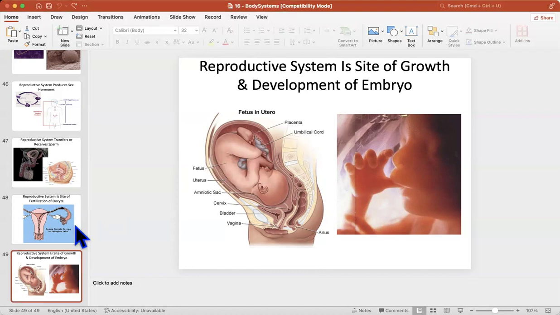So here we just simply went through those 11 different organ systems. Your job is to know those 11 systems' names, what components they have, and what the basic function is for each of those organ systems.